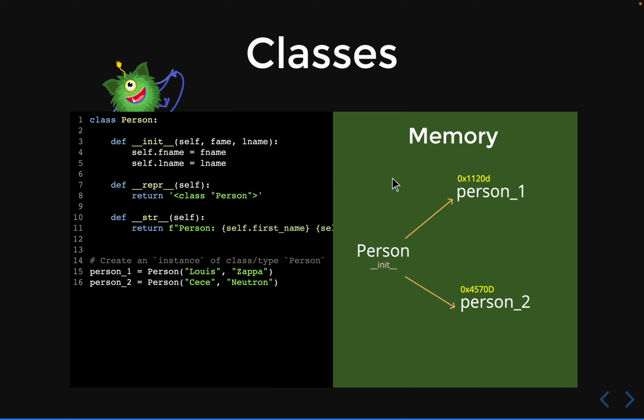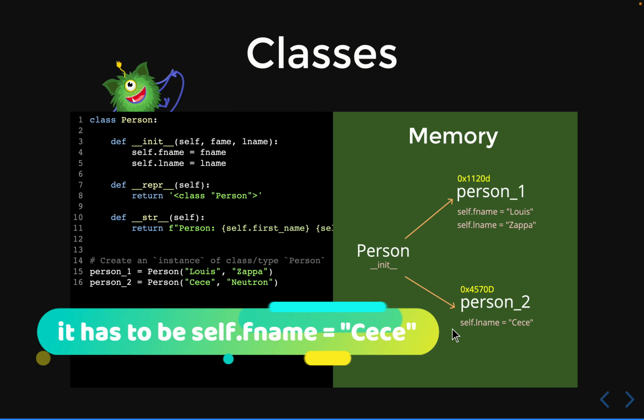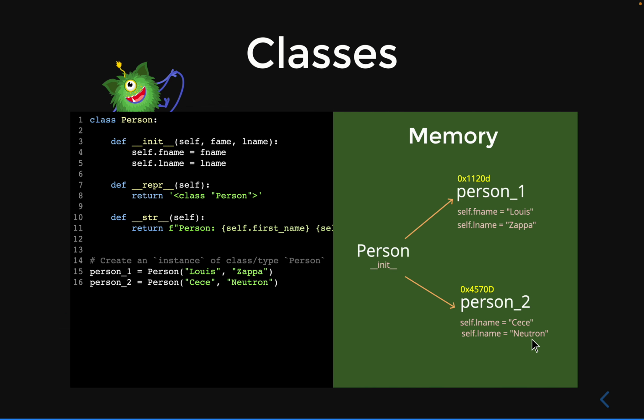So if you see inside the memory, when the first instance is created, the init method is going to assign the first name to Louis and the last name to Zappa. The same thing is going to happen with person number 2 as well. Whenever we are creating this instance, the init method is going to assign the last name, sorry, this has to be first name, not last name, the first name to CC and the last name to Neutron.